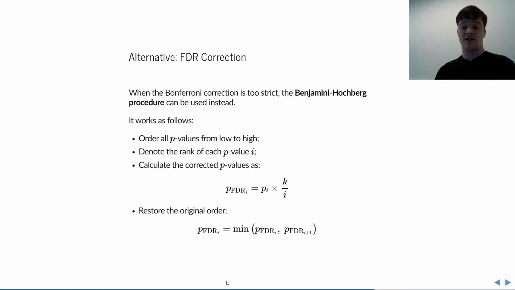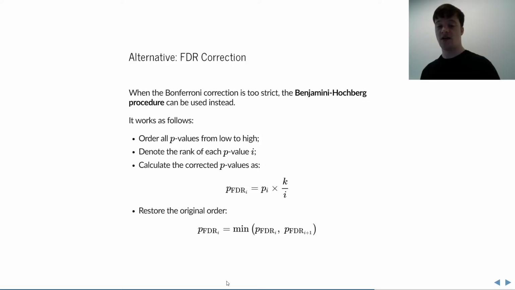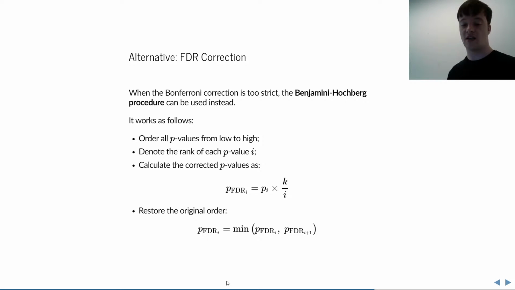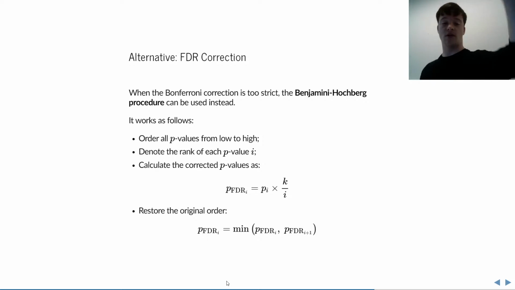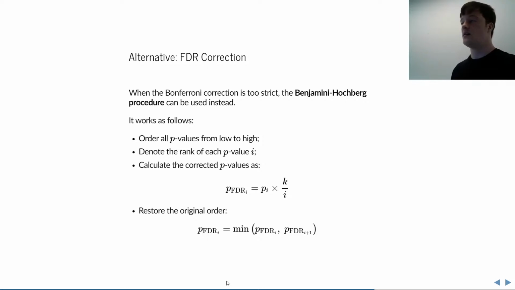Yeah, the easy way to do that is called the Benjamini-Hochberg procedure, which is a type of false discovery rate correction. It's also not a very complicated correction. You order all your p-values from most significant to least significant, so from low to high, and then you write down the rank. The most significant one gets rank 1, the second most significant one gets rank 2, and the last one gets rank k, for the number of tests.